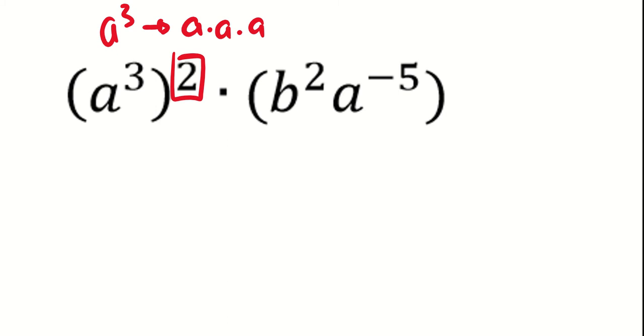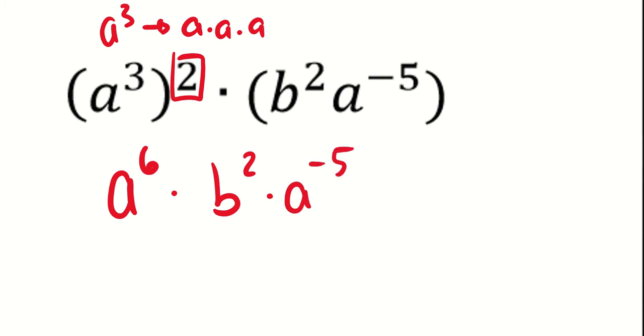So a to the 3rd raised to the 2nd power is a to the 6th power. And then I'm multiplying that times a b to the 2nd power times an a to the negative 5th power. Now, you can see this is all multiplication. There's no plus or minus inside of any of these.